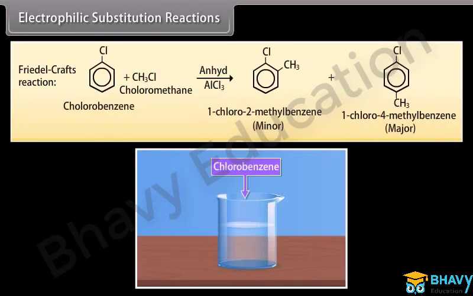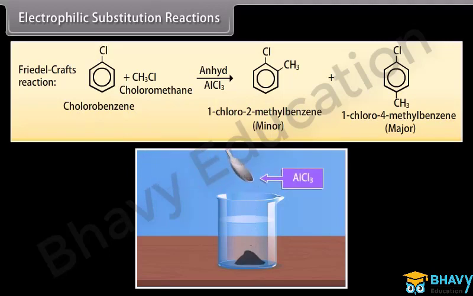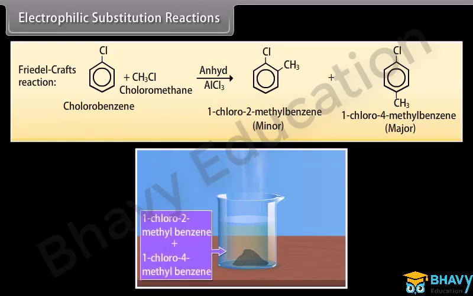Friedel-Crafts reaction. When chlorobenzene is mixed with chloromethane and anhydrous aluminium chloride is added, it reacts to give 1-chloro-2-methylbenzene, which is a minor product, and 1-chloro-4-methylbenzene, which is a major product.